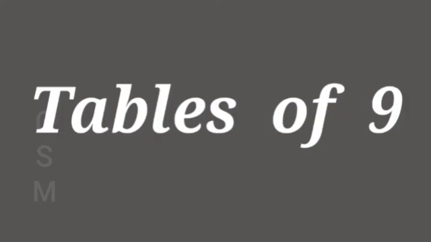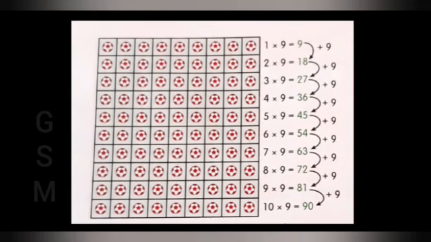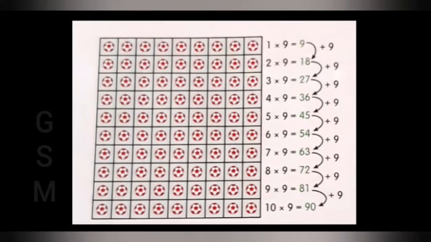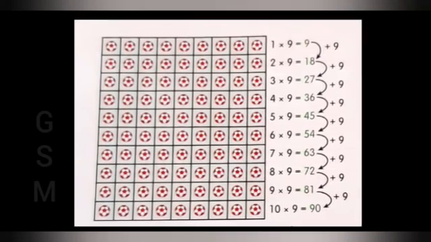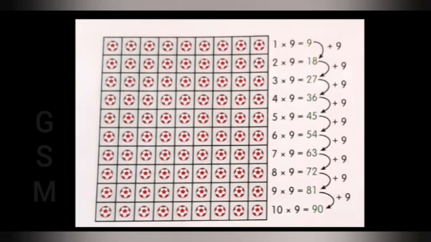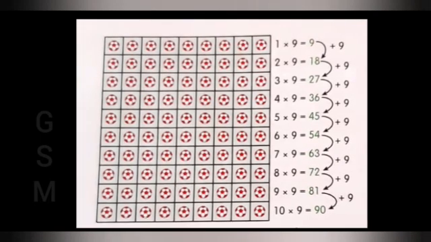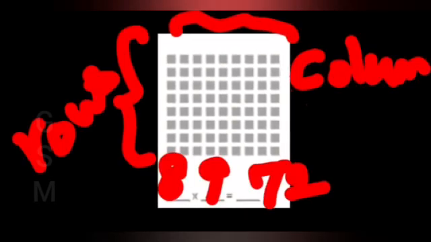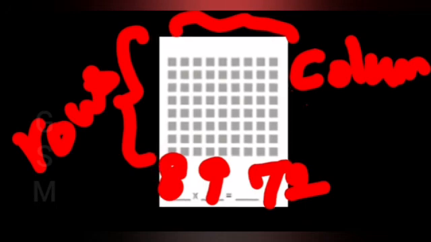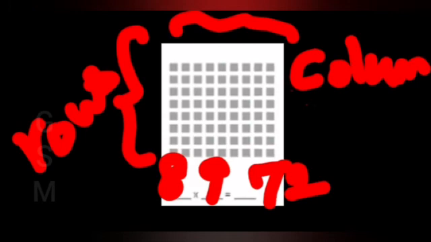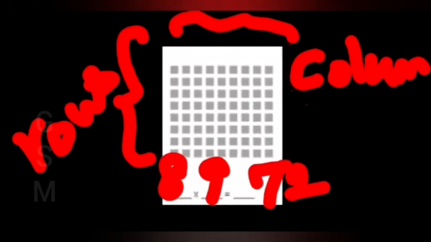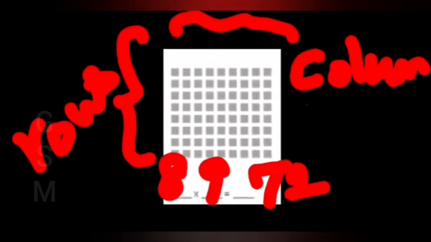Next we have to learn about the table of 9. Similarly, we can write the multiplication table of 9 by repeatedly adding 9 or by skip counting by 9. Now I give you one more example. Look at the picture. How many rows and columns? So here 8 rows, 9 columns. So what is the answer? 8 into 9. That means 8 nines are 72.